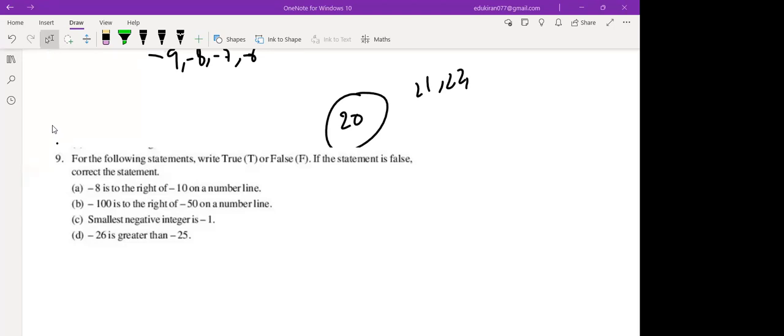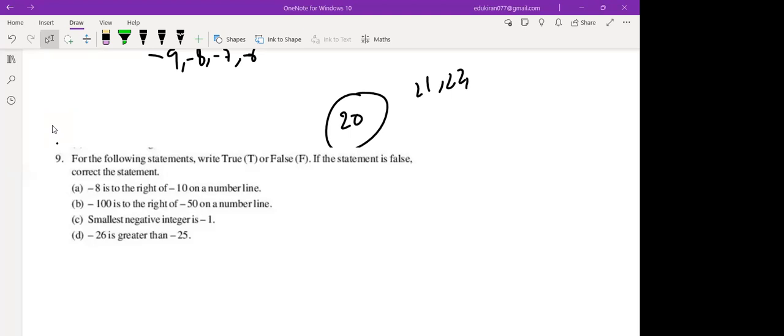Ma'am, in D1, minus 26 is greater than minus 25. Ma'am, this one is false, because minus 26 is smaller. So you will write this is false. Minus 25 is greater than minus 26. Yes, Salman. Ma'am, I finished. Okay, has everybody finished? Ma'am, can I say the first answer? Yes, first one. Tell me.